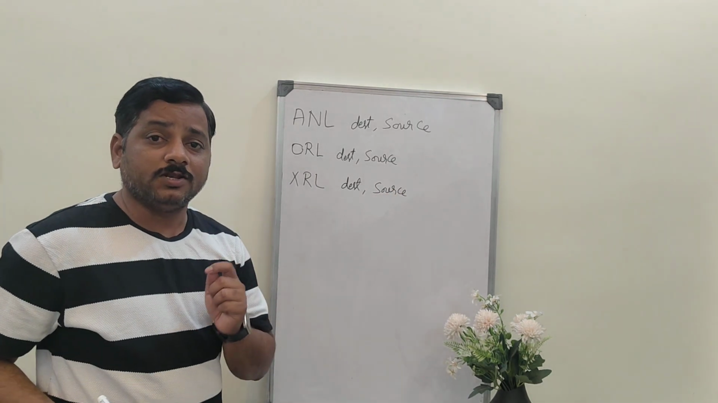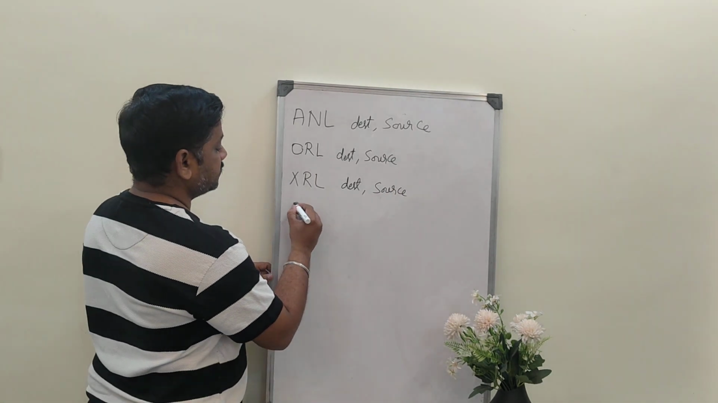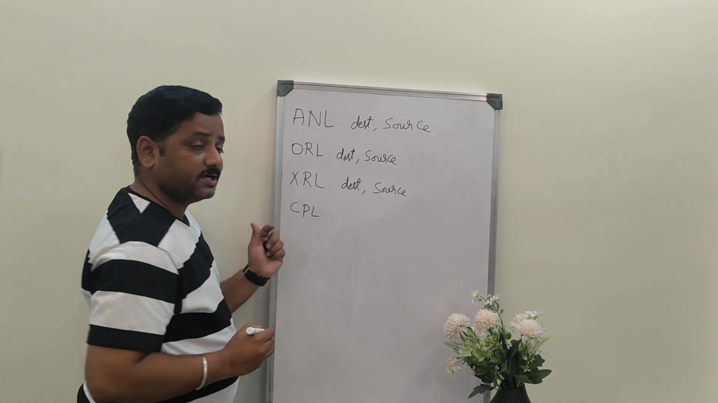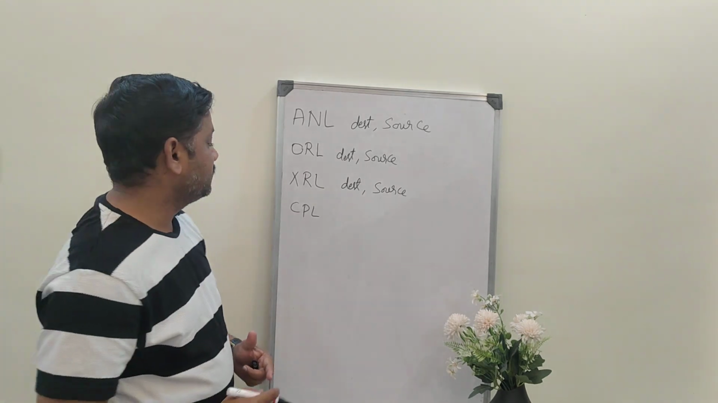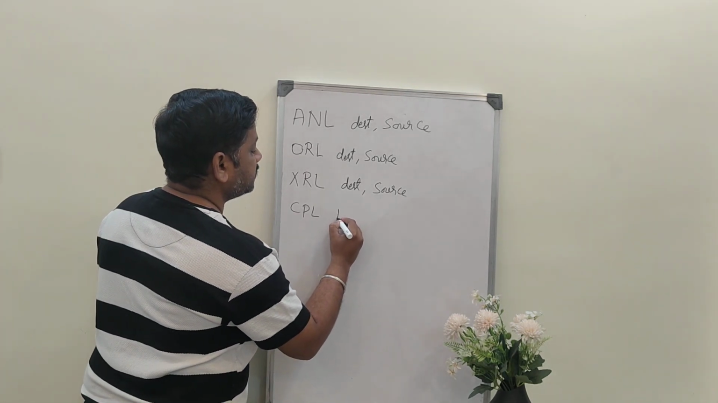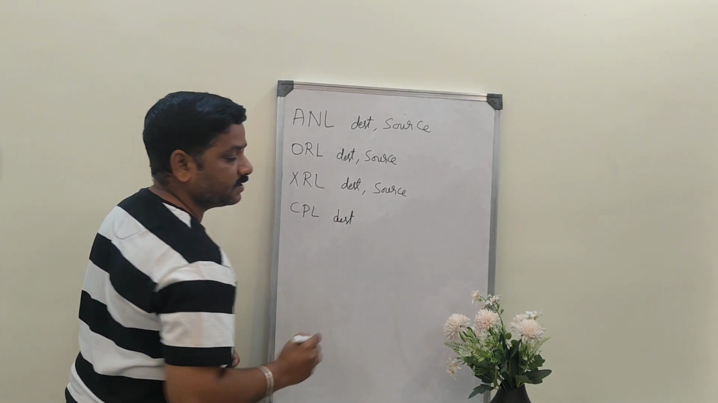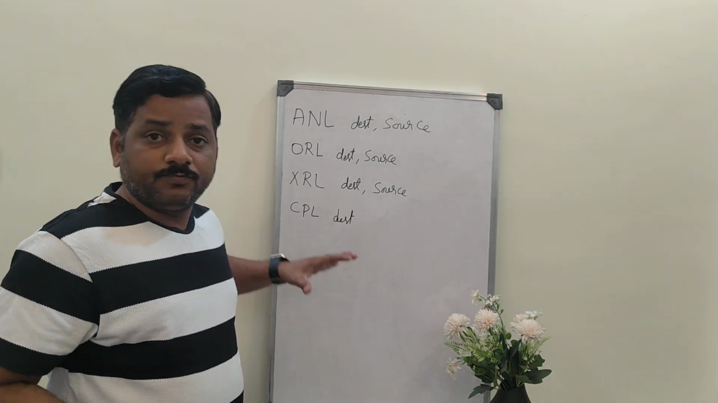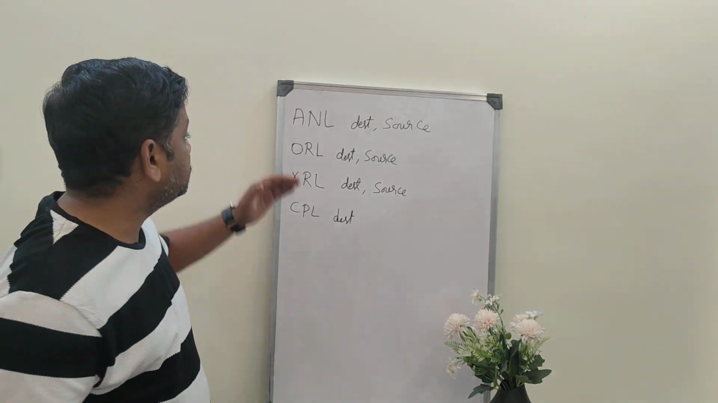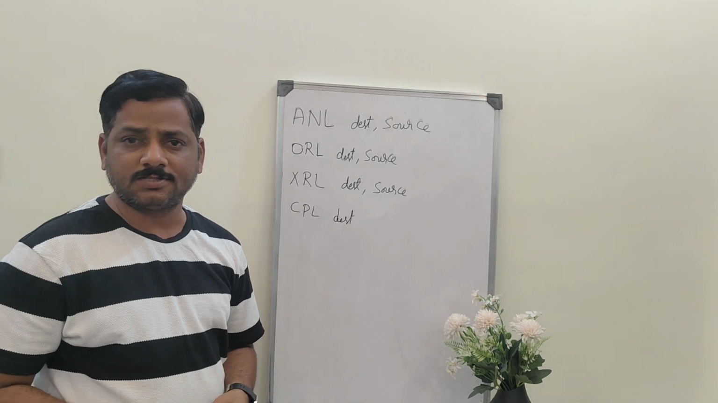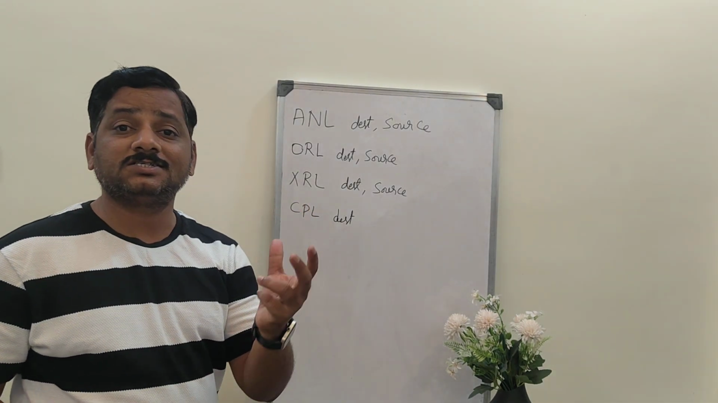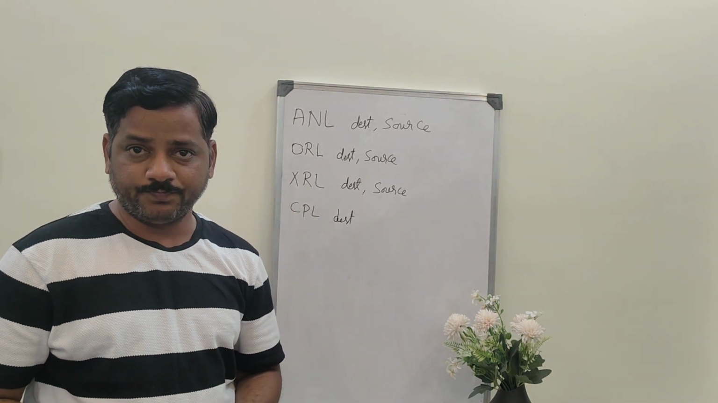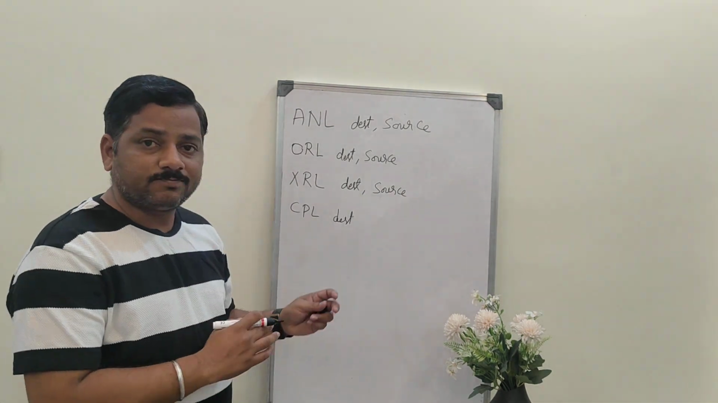And I told you about the NOT gate. The function of NOT gate is performed by this instruction. This is called complement, CPL destination. So we have four logical instructions, and these are those four logical instructions. I hope you have an idea about what these logical instructions or gates will do. I'll come to that point later.